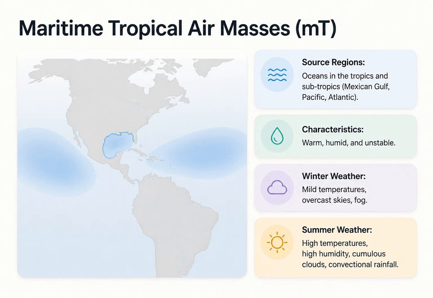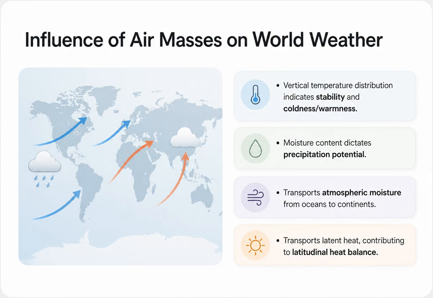Over the warm ocean waters of the Mexican Gulf, the Pacific, and the Atlantic, we find maritime tropical, or MT, air masses. Because they form over warm water, they are warm, highly humid, and unstable. In winter, they cause mild temperatures with overcast skies and fog. In summer, they are responsible for sweltering high temperatures, high humidity, towering cumulus clouds, and heavy convectional rainfall. These massive bodies of air are the primary engines of our global climate system.